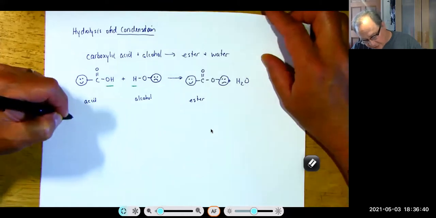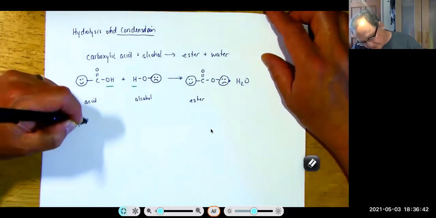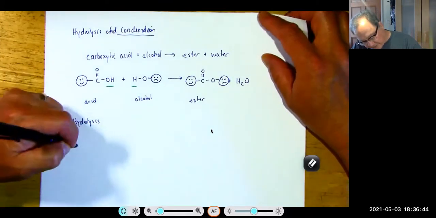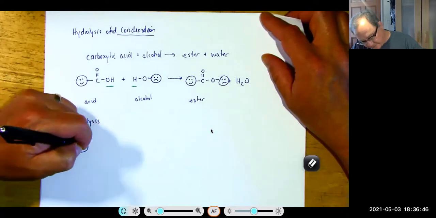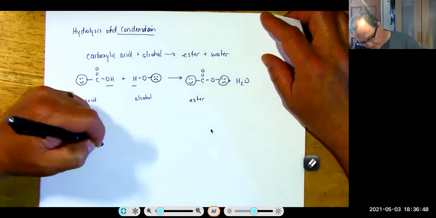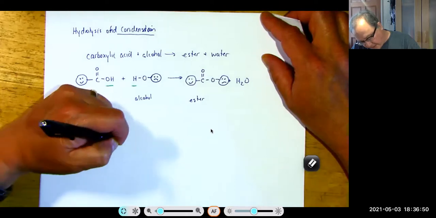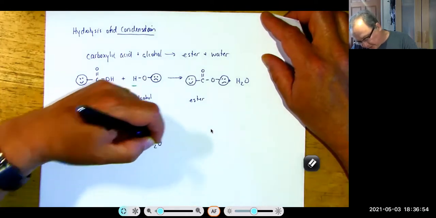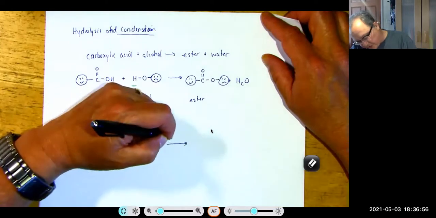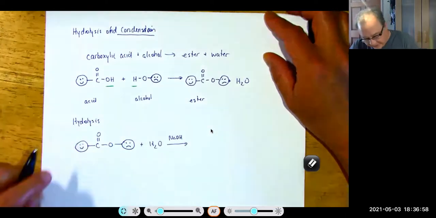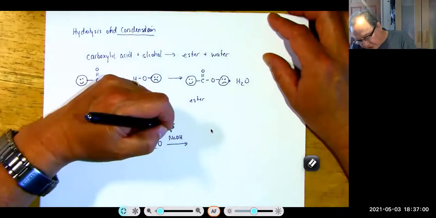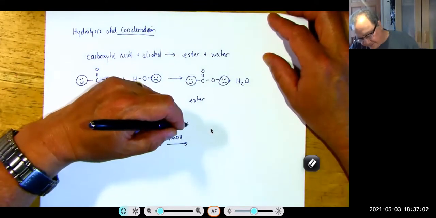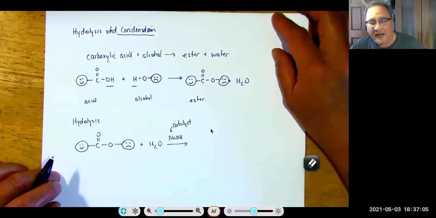Now let's look at hydrolysis. So I'm going to take my smiley face and my unhappy face. And now I'm going to add water. And usually this takes a catalyst of sodium hydroxide. And this is a catalyst. It's not used up in the reaction, but it does make the reaction go faster.